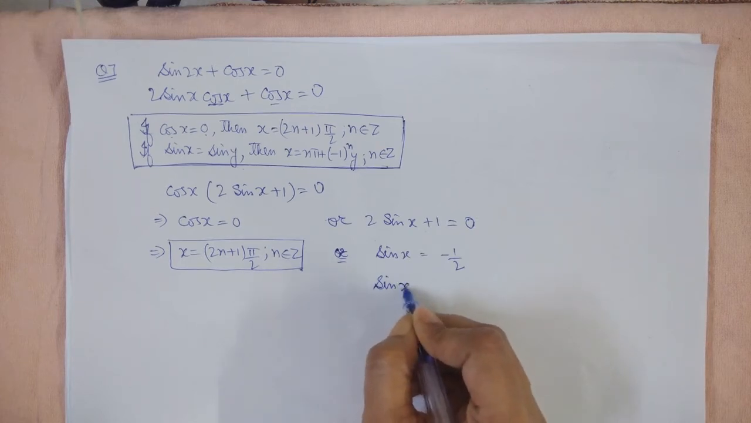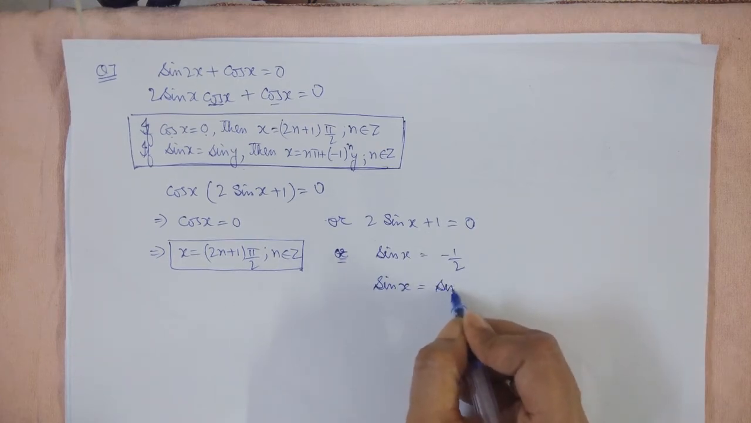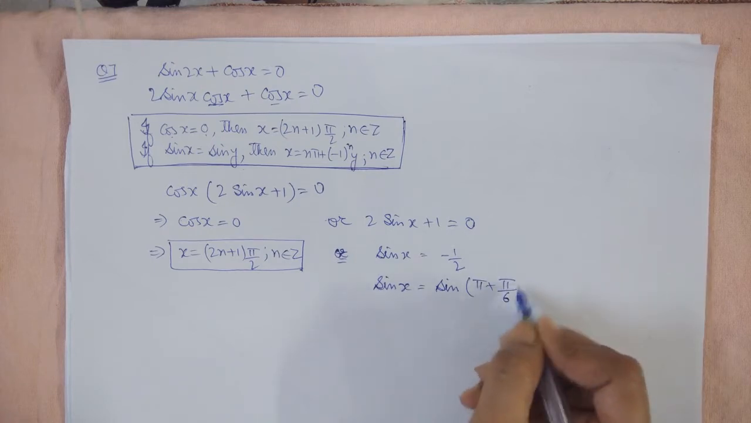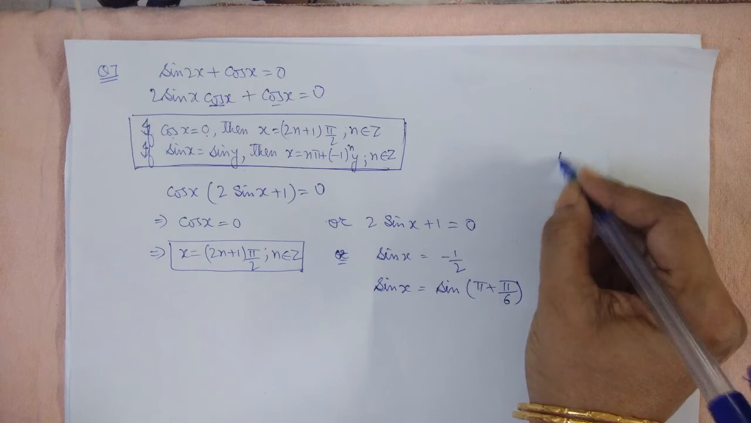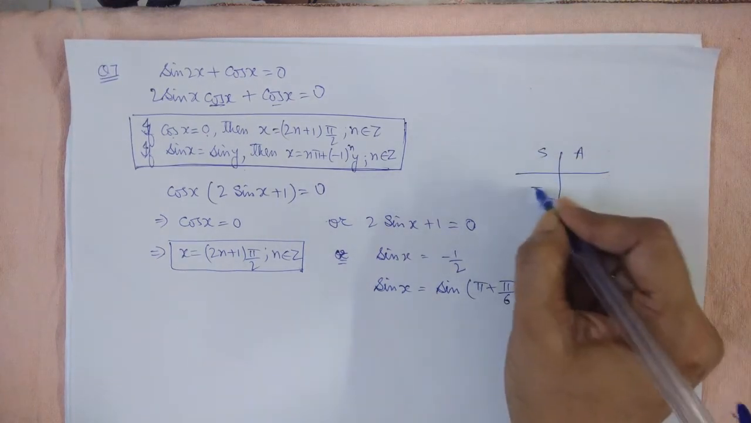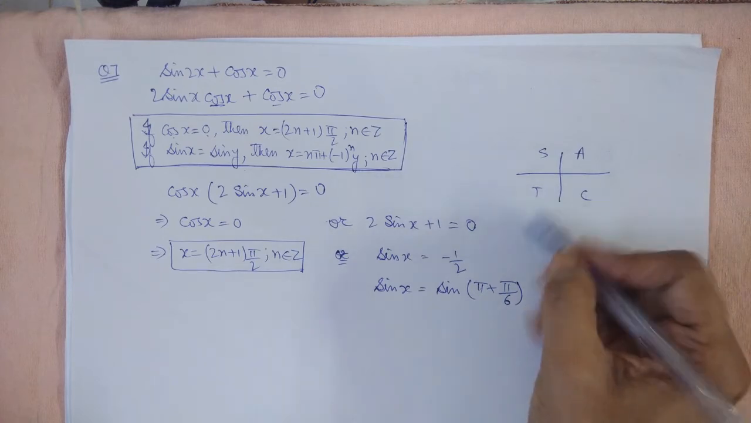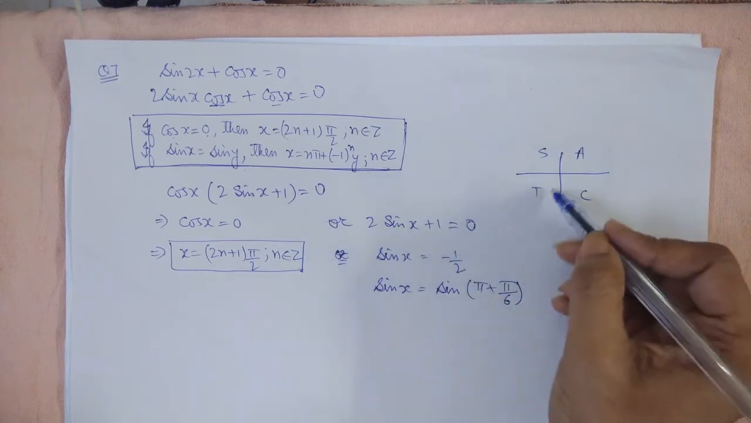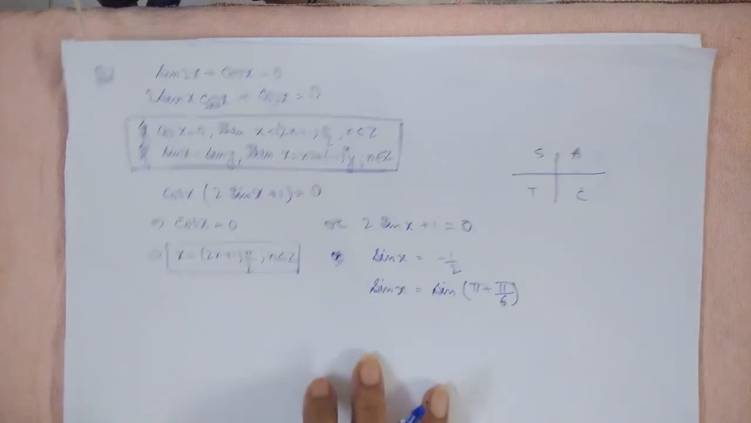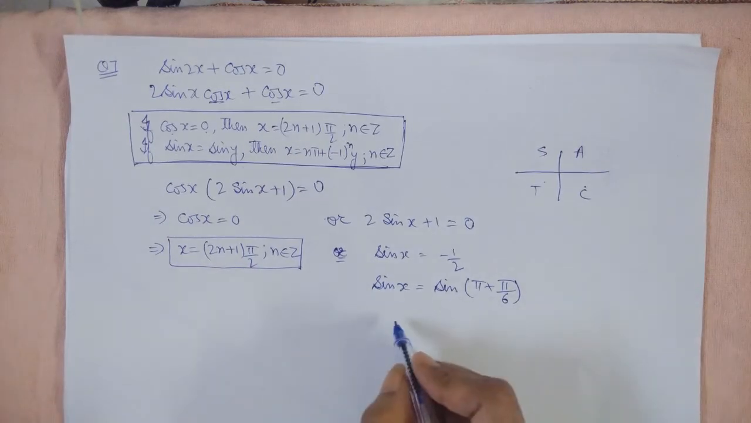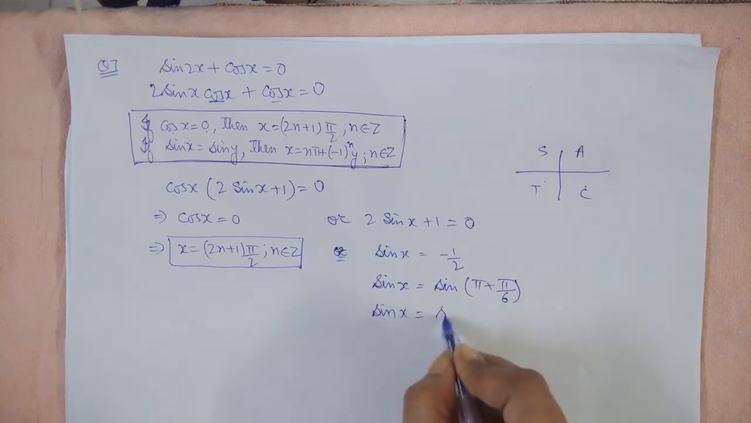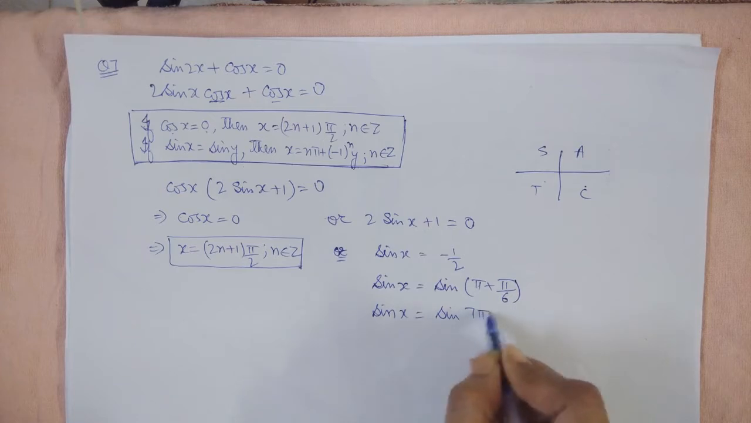Minus half. So, this is sin(pi plus pi by 6). By using the concept here, since it is negative, add sugar to coffee, so it will come minus half either in this or in this. So, accordingly we will do it. Okay. So, solve it for sin x equals sin 7 pi by 6.